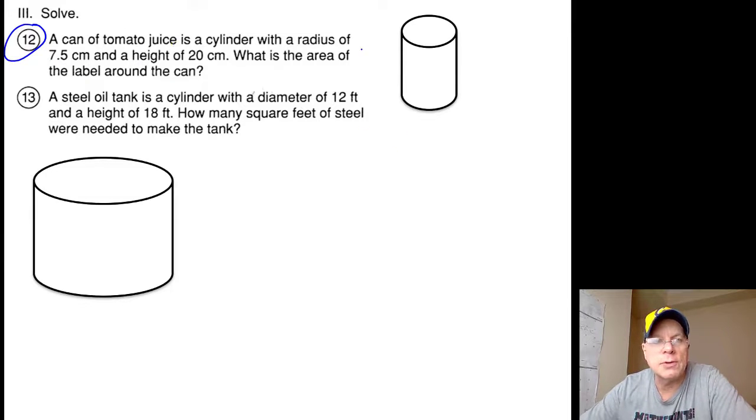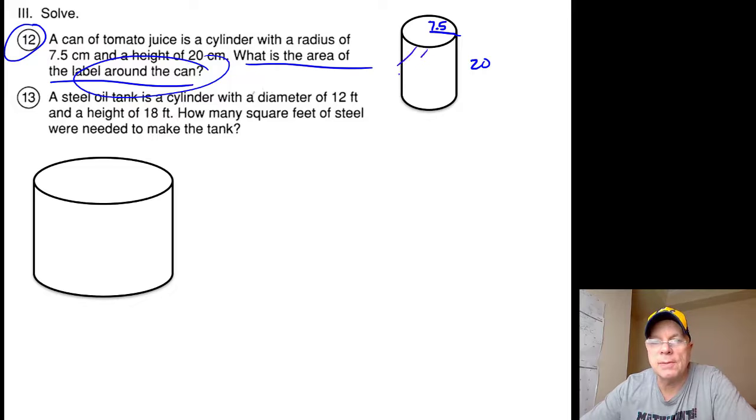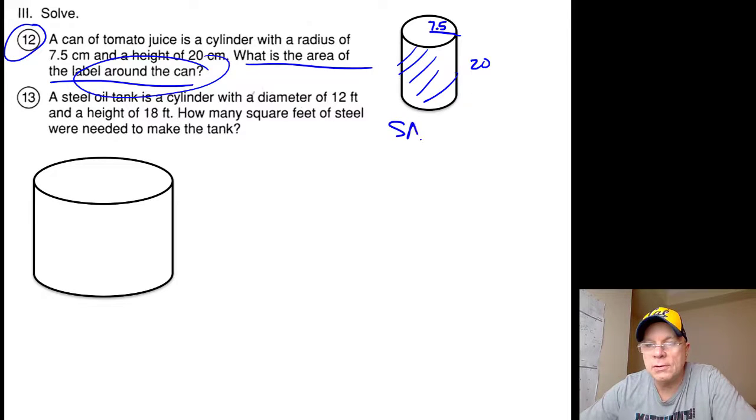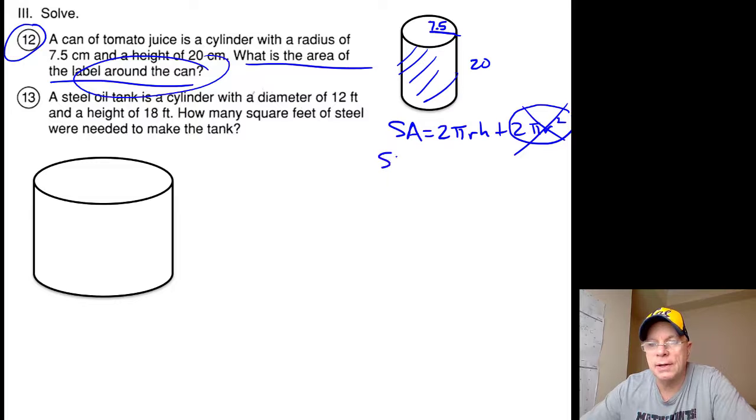A can of tomato juice is a cylinder with a radius of 7.5. Oh, they didn't show you the cylinder. You should draw the cylinder. And a height of 20. What is the area of the label around the can? See, they're talking about the lateral area. And so you can write the whole formula. It's probably better to write the whole formula and then to remind yourself that this piece of the formula is for the circular bases. And we're talking about the label around the can. We just want the lateral area. So I just need to substitute into 2 times 3.14 multiplied by the radius 7.5 multiplied by 20.